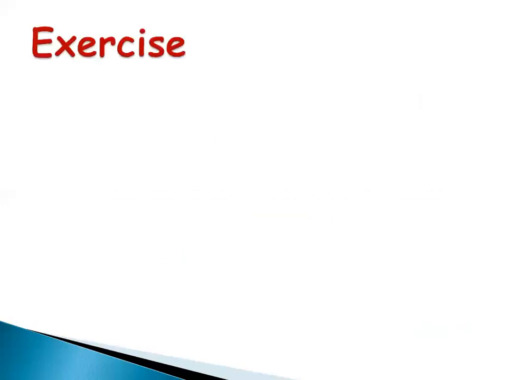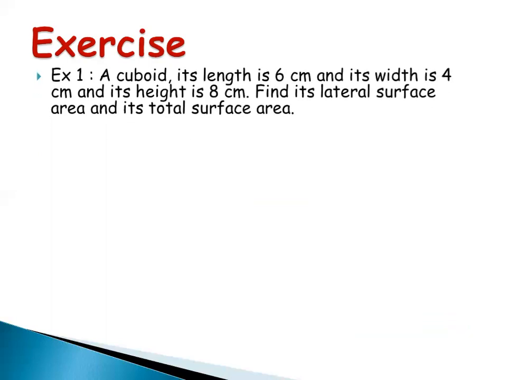So let's start some exercises to know if we understand the lesson well or not. Exercise number 1. A cuboid, its length is 6 centimeter, its width is 4 centimeter, and its height is 8 centimeter. Find its lateral surface area and its total surface area. Okay, girls, let's agree on something. To get the lateral surface area and to get the total surface area, you need first to get the perimeter of base and area of base.